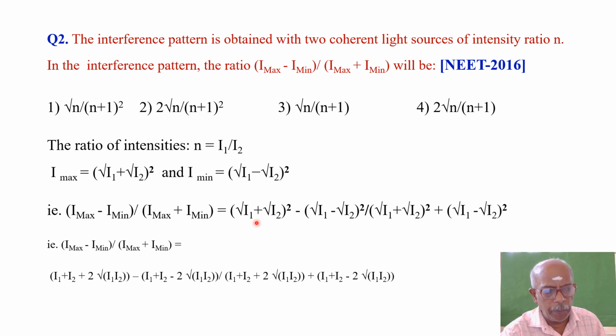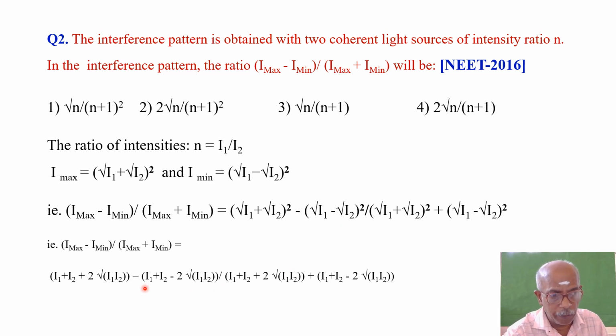So this is similar to a plus b the whole square. What is a plus b the whole square? You know very well, a square plus b square plus 2ab. So what is a square? I1. b square? I2. 2 into ab, 2 into root I1, root I2. Minus, a minus b the whole square. What is that? a square plus b square minus 2ab. That is the fundamental equation that you have studied in algebra.